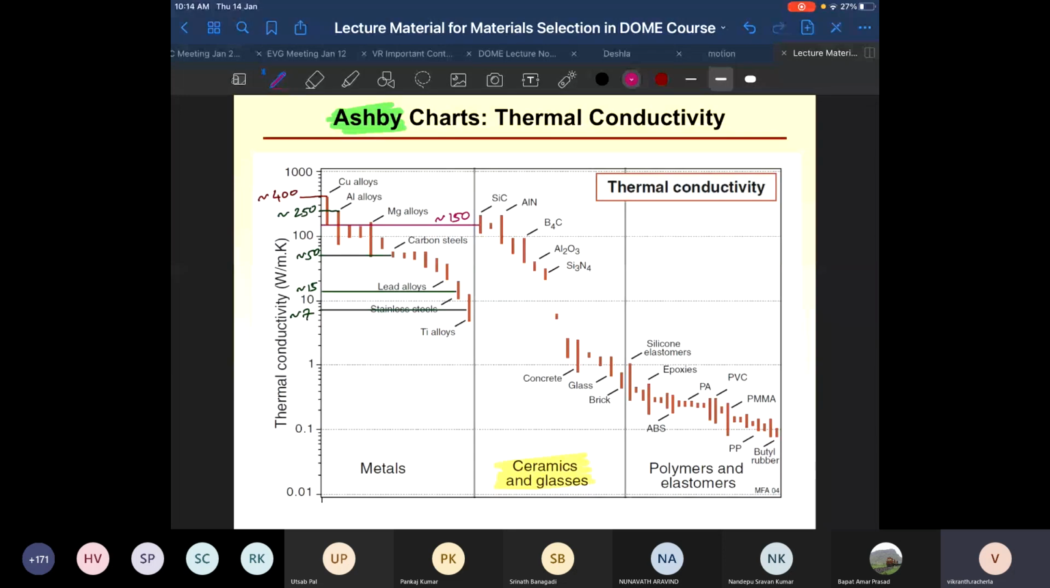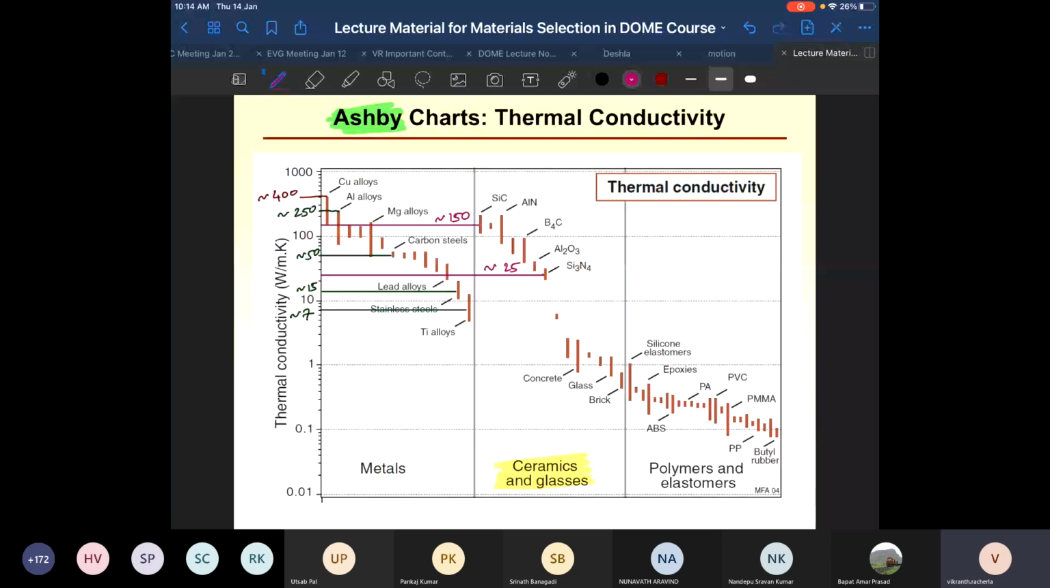And even if you look at the lowest one, which is silicon nitride, that is not too bad. This is about, sorry, not 18, this is about 25 watt per meter Kelvin. It is even higher than that of stainless steel. So fully densified ceramics do have reasonably good thermal conductivity.